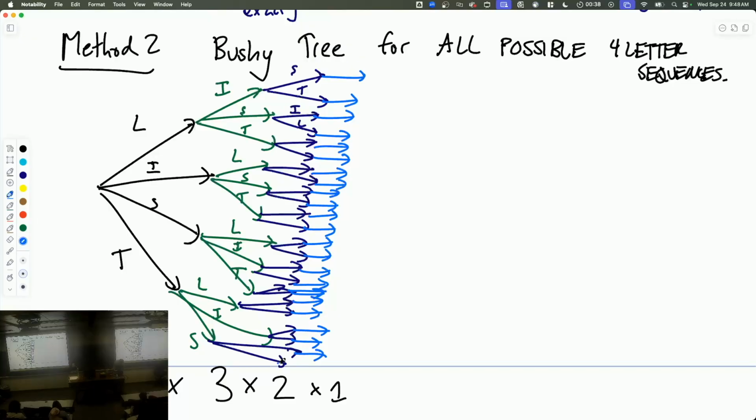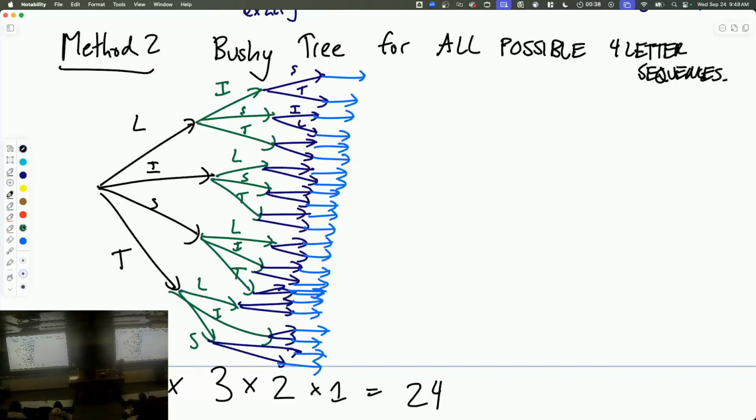Wow, this is a really bushy tree. How many things are in it? 4 for the first layer, 3 for the next layer, 2, and then 1. And because they are branching out like this, you can multiply them all together to see that there are 24 total branches, and every single branch represents a word.